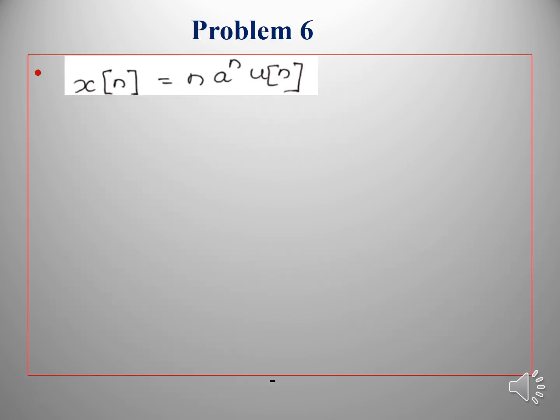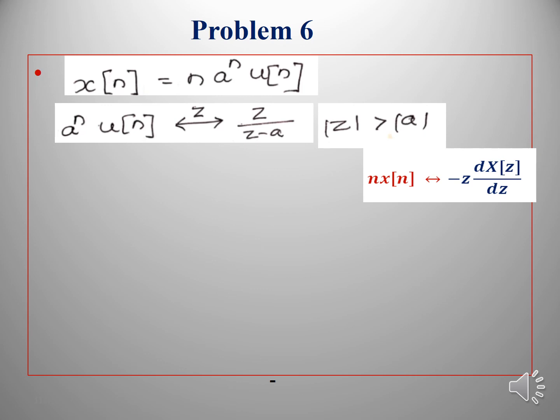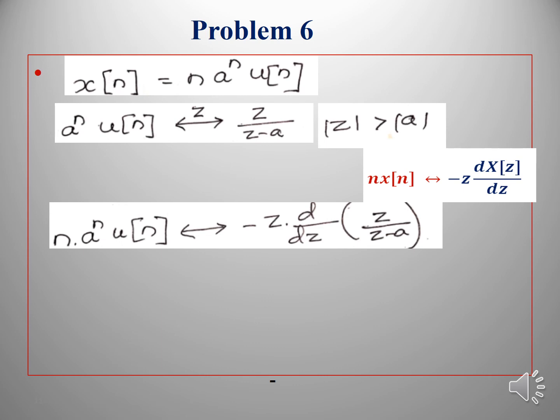The next problem is x of n is going to be equal to n into a power n u of n. We need to determine the z transform. Let us recall that a power n u of n is equivalent to z by z minus a, given modulus of z is greater than a, this is the z transform equivalent from the table in the previous video. Hence, n into x of n is given by minus z into dX(z) by dz.